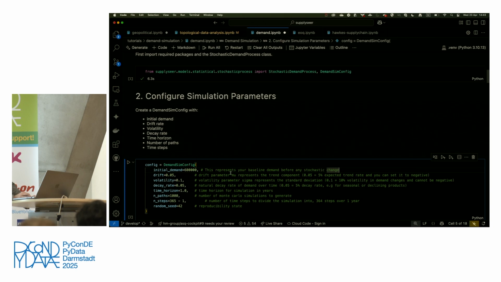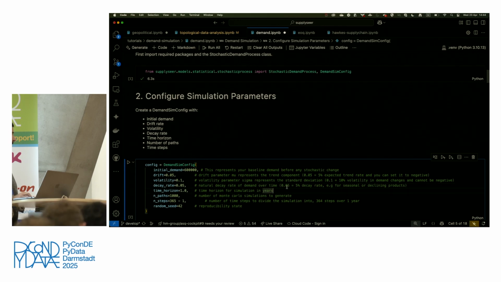We have a drift parameter, mu, which represents the trend component. 5% expected trend rate, and you can also set it to negative. We have a volatility parameter sigma, which represents the standard deviation. 10% volatility in demand changes, and it cannot be negative. We have a decay rate of demand over time, a 5% decay rate, 0.05. You can think of it as a seasonal or a declining product.